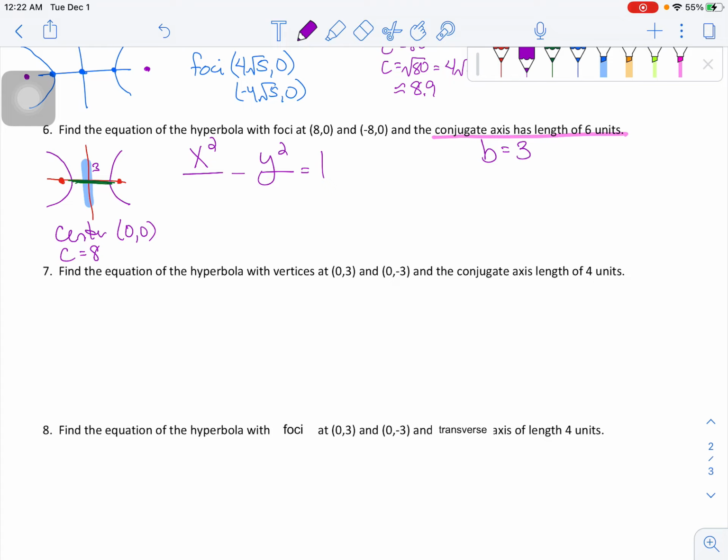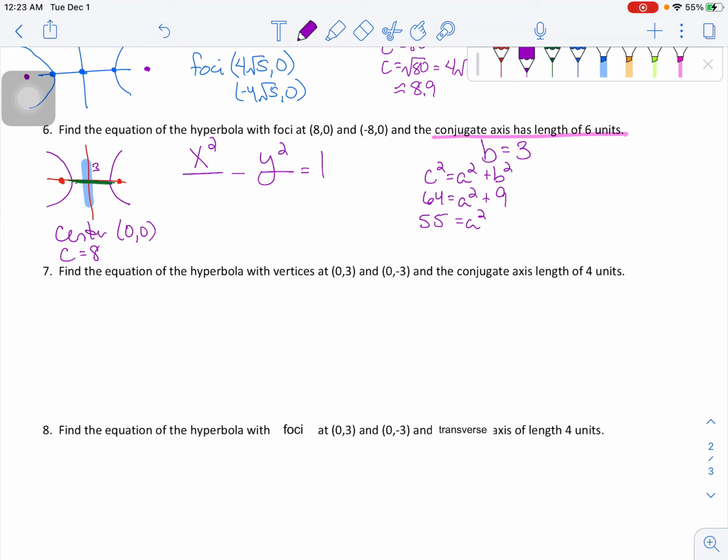All right, now using my B value and my C value, I can figure out my A value. So C squared is equal to A squared plus B squared. So C is 8, so that's going to be 64, is equal to A squared plus 3 squared is 9. So I'm going to subtract 9 from both sides. And I'm feeling like that's 55. But I want to make sure it is. All right, so this is going to be 55 is equal to A squared.